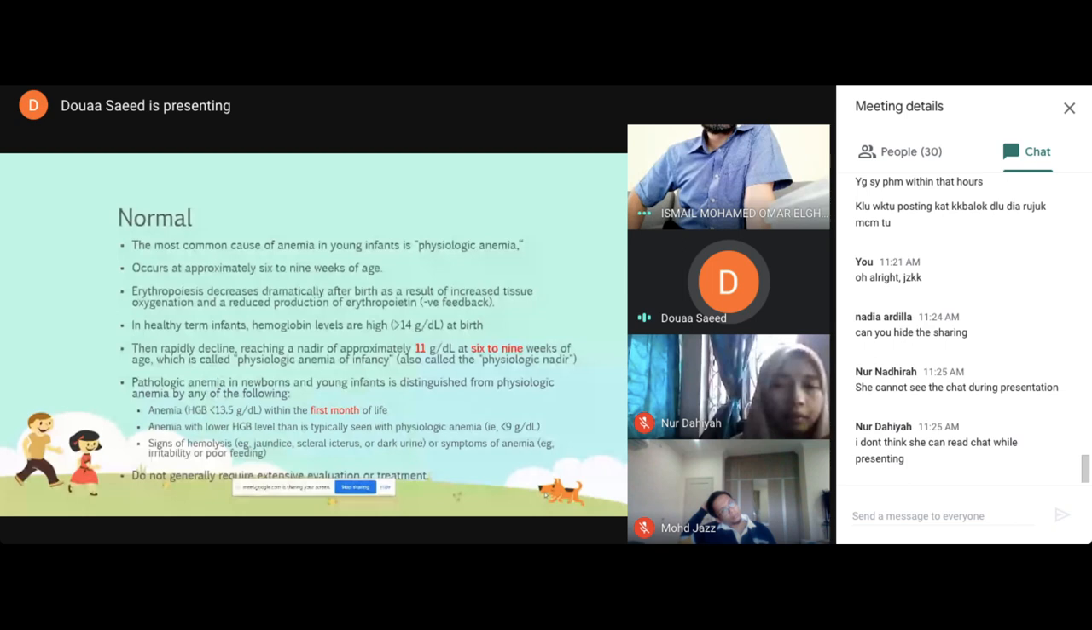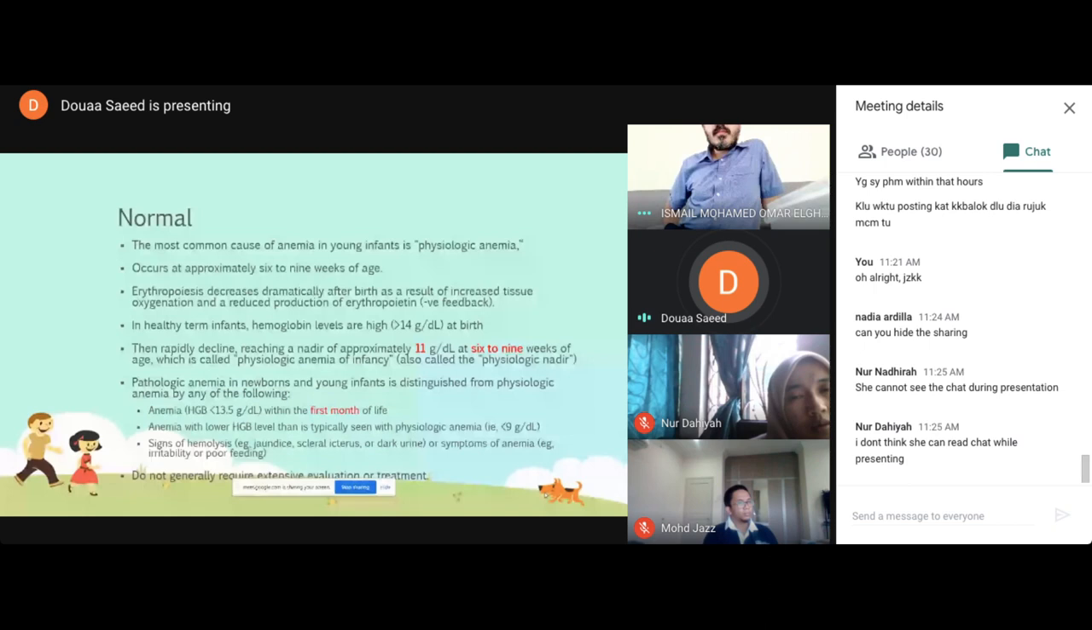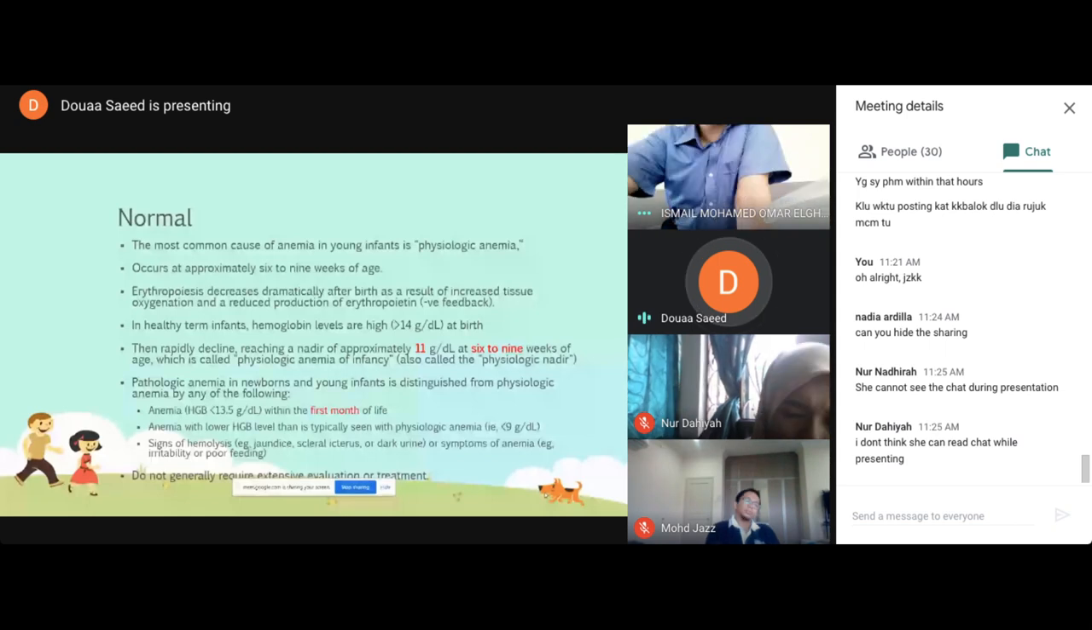How to differentiate physiological from pathological anemia: in pathological anemia, the hemoglobin will be less than 13.5 within a month of life, which means that before the nadir point there is a reduction to below 13.5. Or the anemia will have a lower hemoglobin level than is seen at that age with physiological anemia, for example less than 9. Or there will be signs of hemolysis, such as jaundice, or symptoms of anemia, such as irritability or poor feeding. Physiological anemia does not require extensive evaluation or treatment.